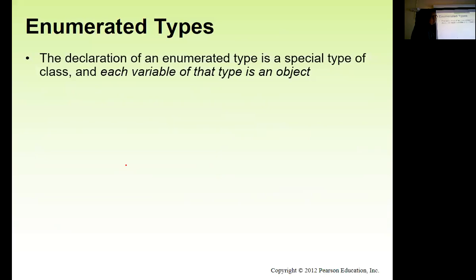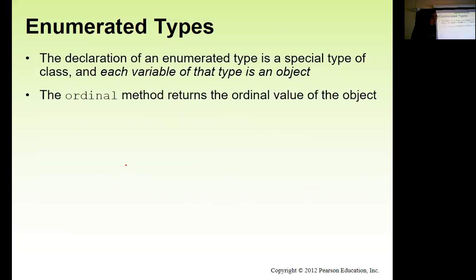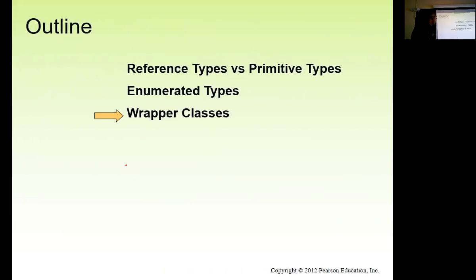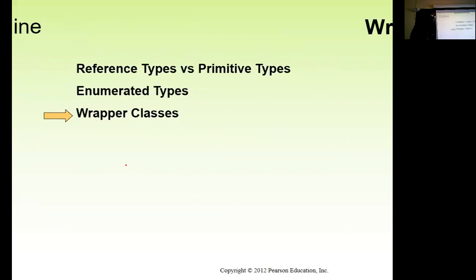So I was saying that an enumerated type is a special type of class, and each variable of that type is an object. The ordinal method returns the number associated with the value in the class, and the name method returns the identifier corresponding to the value. That's pretty straightforward, right? So you have an ordinal, and you have a name. So you can say season.name, time.name, time.ordinal to get back the value or the name associated with that variable instance.